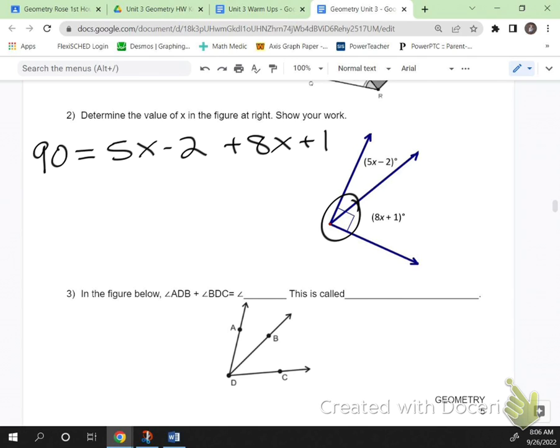I want you to solve for x now. Now we're doing the algebra part. The whole angle was 90. We're adding those two expressions up. We're going to solve for x. We're all doing number 2 right now. Giving it a try. We're all doing it.